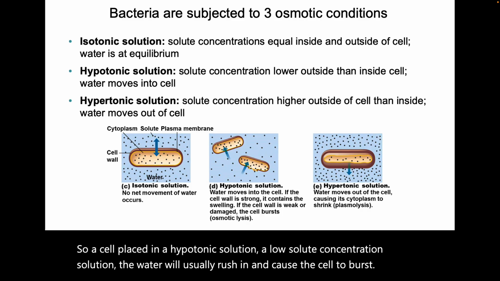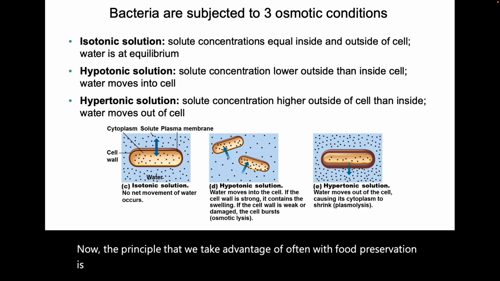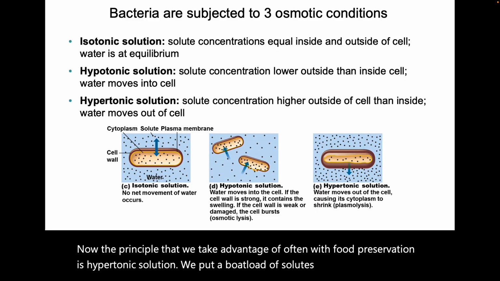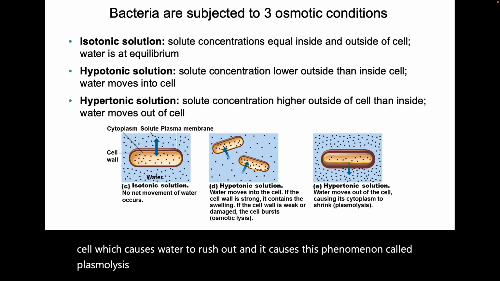Now, the principle that we take advantage of often with food preservation is hypertonic solution. We put a boatload of solutes on the outside of the cell, which causes water to rush out, and it causes this phenomenon called plasmolysis. The cell shrinks and is completely dehydrated and then no longer viable.